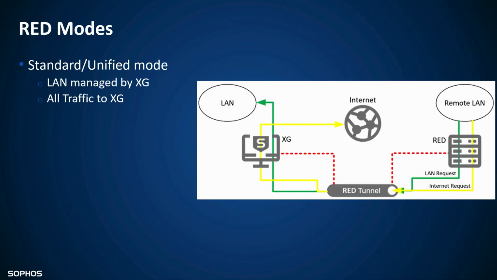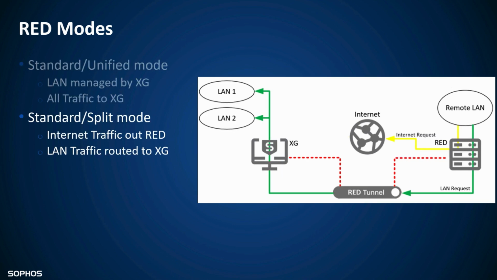The first one we're going to talk about is standard unified mode. This is where the XG Firewall is managing the LAN. This is basically where that RED device that you have put in that remote office is now routing all of the traffic back to the XG. This is where it will handle all the security and traffic. Any traffic destined for the internet will still go through the RED tunnel back to the XG, have security applied to it, and even web filtering, and then go out to the internet.